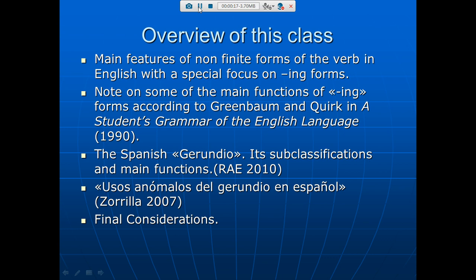Overview of this class. First, I'll start by referring to the main features of non-finite forms of the verb in English, with a special focus on ing forms. Then I will make a note on some of the main functions of the ing forms according to Greenbaum and Quirk in A Student's Grammar of the English Language. I will go on to speak about the Spanish gerundio, its subclassifications and main functions. Then I'll refer to usos anómalos del gerundio en español, and I will round off with some final considerations.